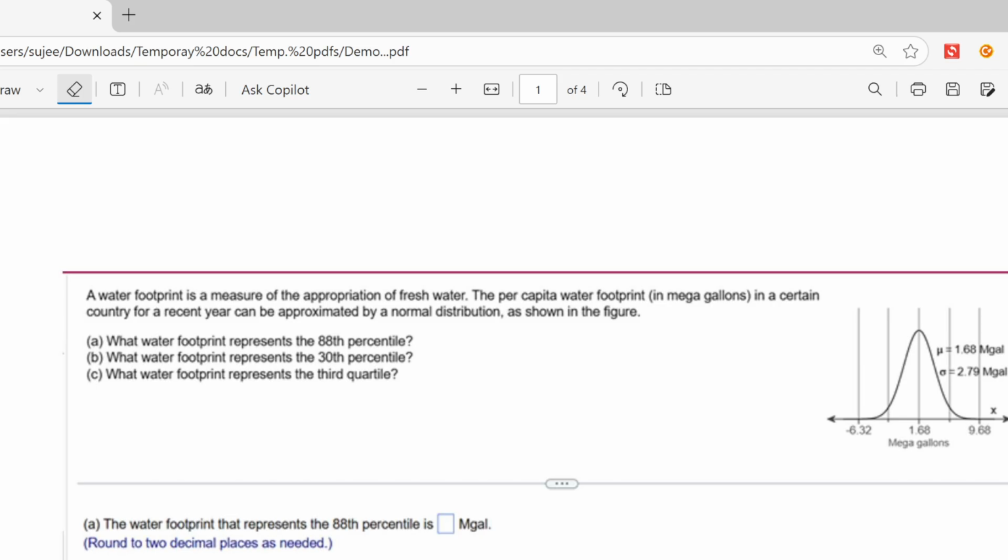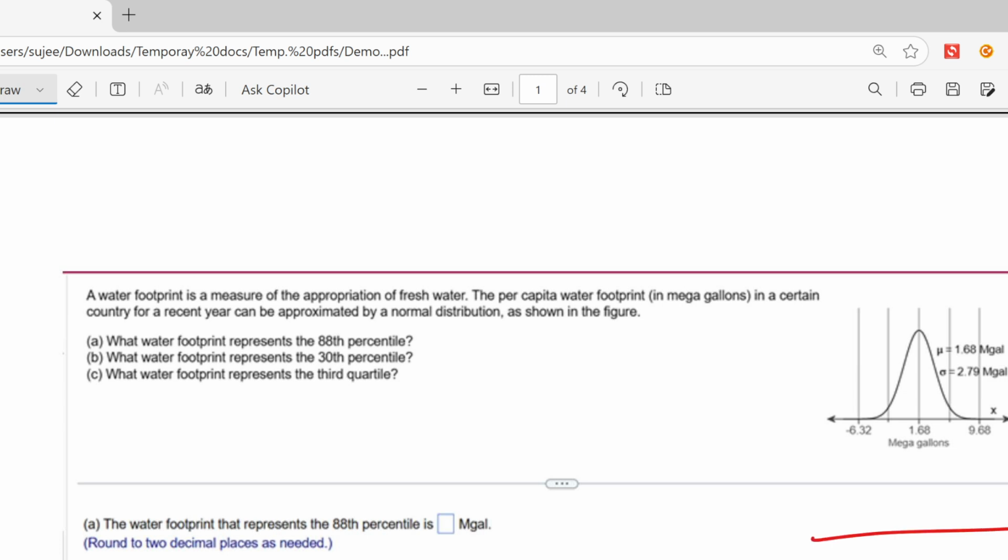A water footprint is a measure of appropriation of fresh water. The per capita water footprint in megagallons in a certain country for a recent year can be approximated by a normal distribution as shown in the figure. So as you can see in the figure, the amount of water is shown with this normal curve.